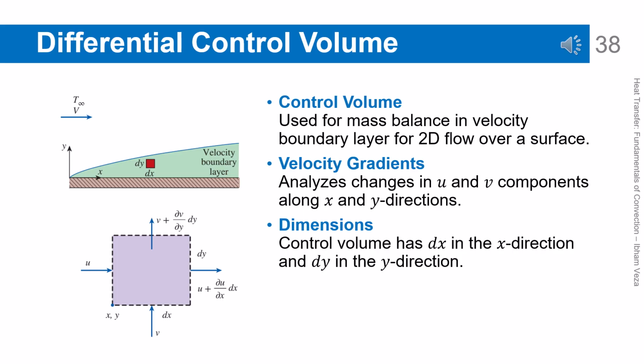Differential control volume in the velocity boundary layer. A differential control volume is used to derive the mass conservation equation in the boundary layer. The dimensions of this control volume are dx in the flow direction and dy in the direction normal to the surface. The velocity components u and v are analyzed at each face of the control volume. With this approach, changes in mass flow can be systematically evaluated. This is the first step in deriving the boundary layer equations.